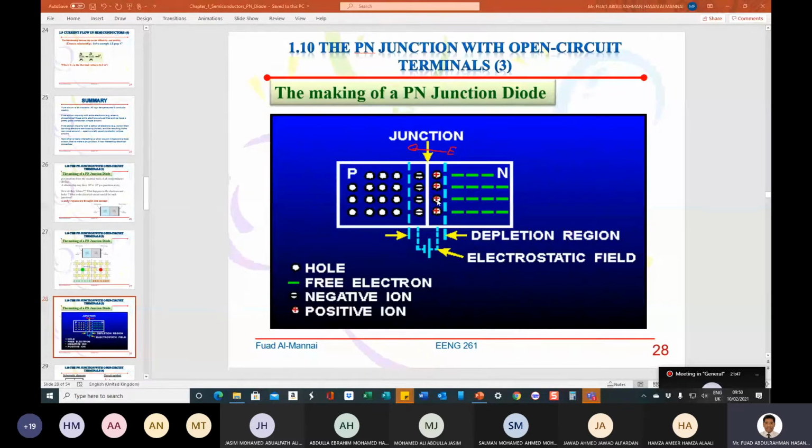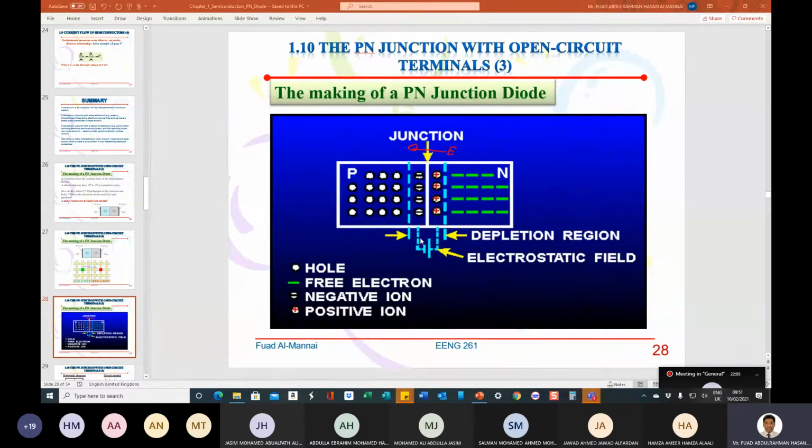See, these are the positive ions, and this one here on the other side is negative ions. And this one here is the electric field, the electric field that stops the process of migration of the electrons and holes.